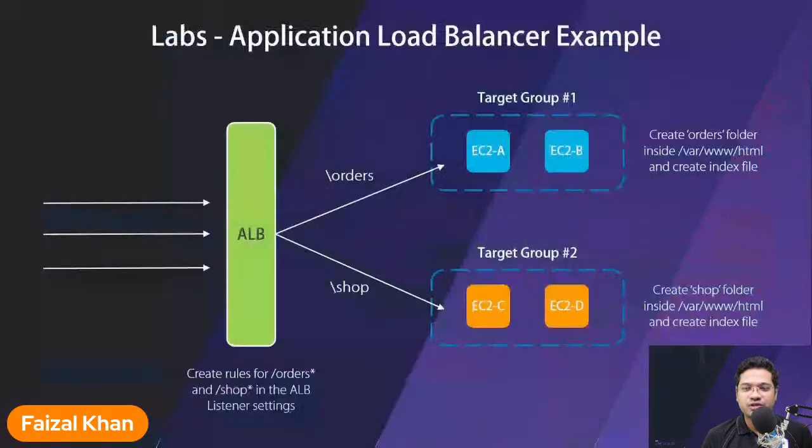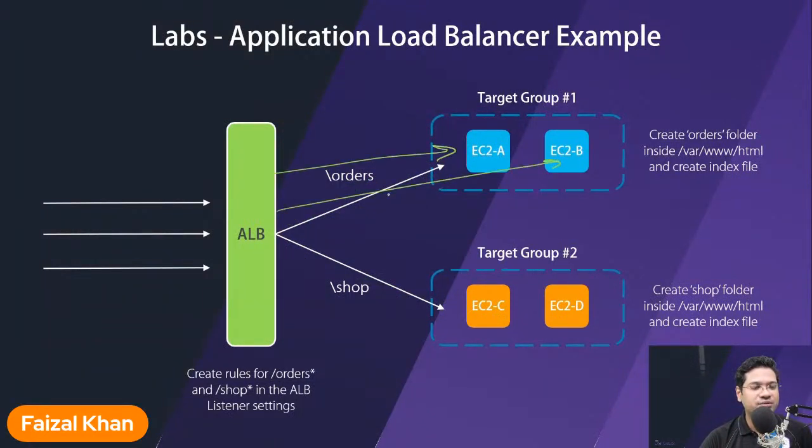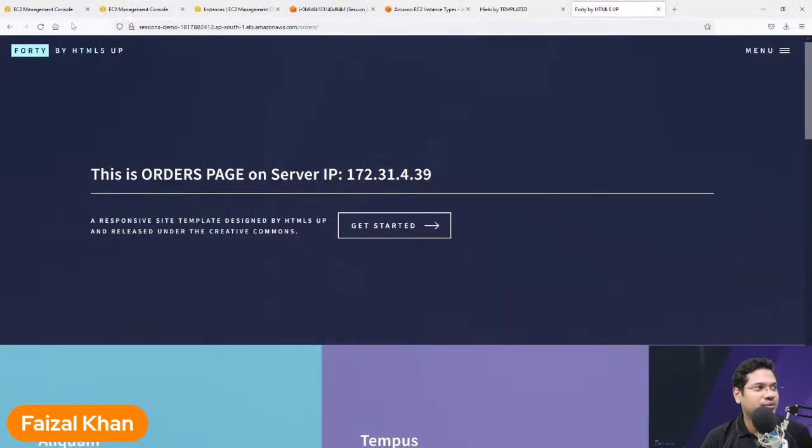Just to explain this, when you have this setup, it is sending traffic according to the URL, but it's also load balancing within that target group. If there are multiple requests coming in for orders, it will balance it between this and this instance, so these two instances. So it does load balancing internally within the group. And if there are multiple requests coming in for shop, it will balance it between this and this EC2. So let's see if that's working. Let me refresh this. So this is 4.39.